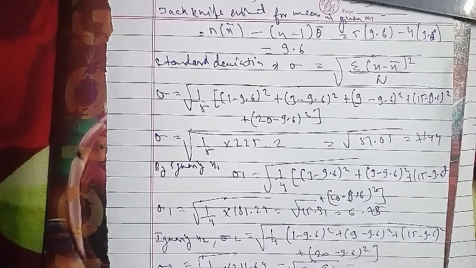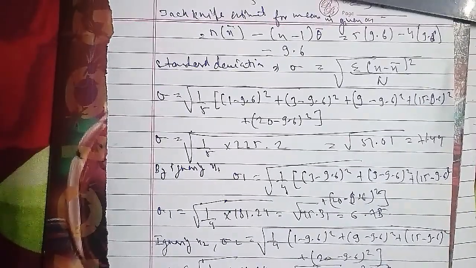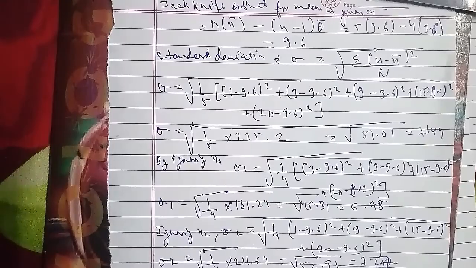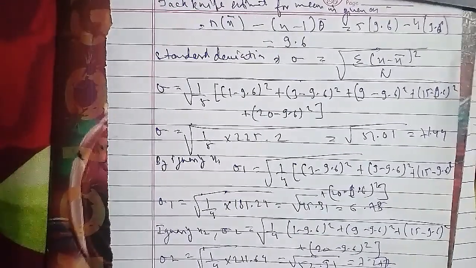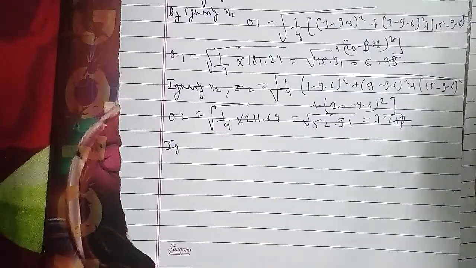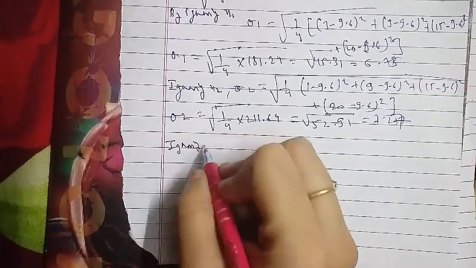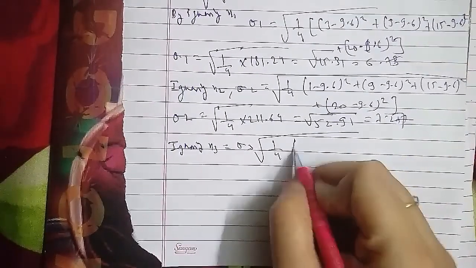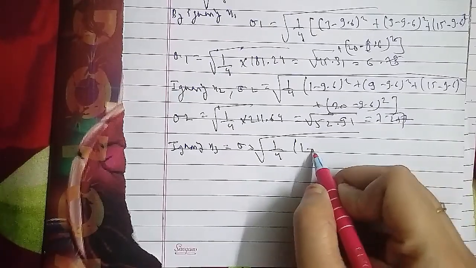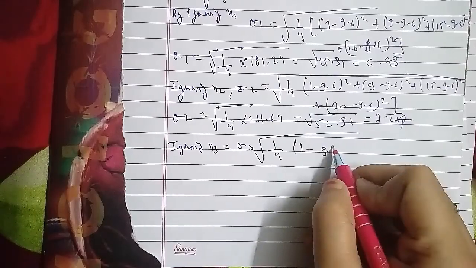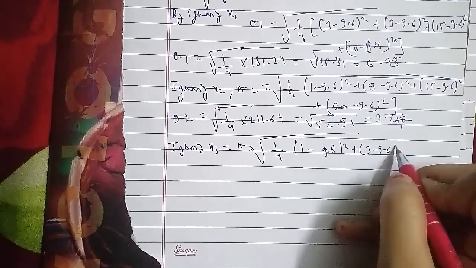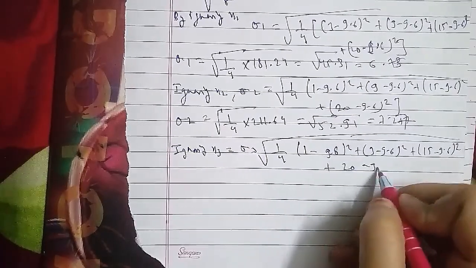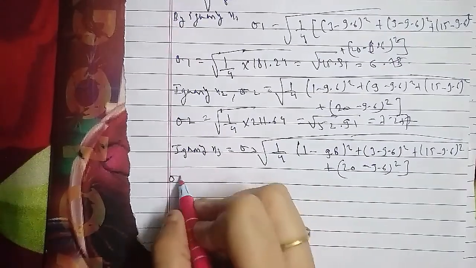Now we'll go ahead for ignoring x4. In ignoring x4, we'll be having 1 upon 4 into (1 minus 9.6) square plus (3 minus 9.6) square plus (9 minus 9.6) square, then (20 minus 9.6) square, and then we'll have sigma 4 equals 1 upon 4 into 226.04, which is 56.51, which is equal to 7.51 here as well.